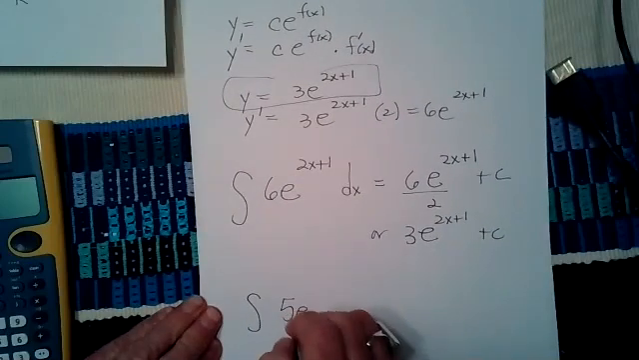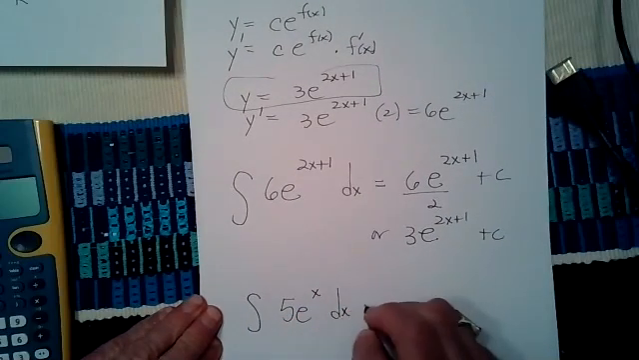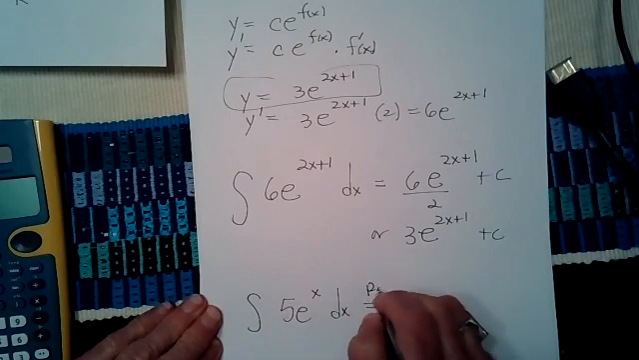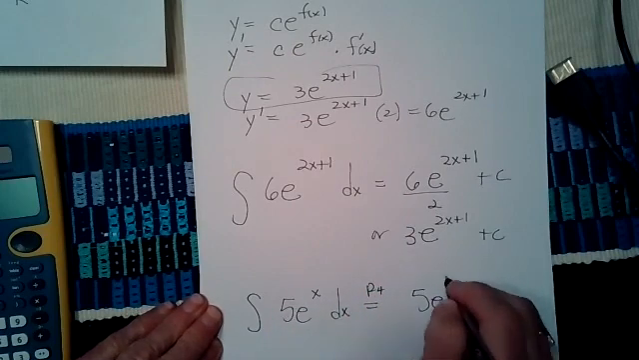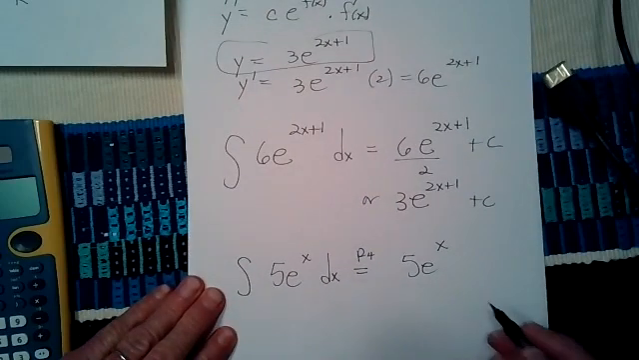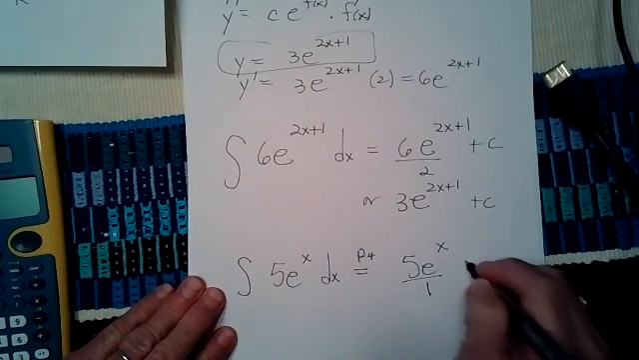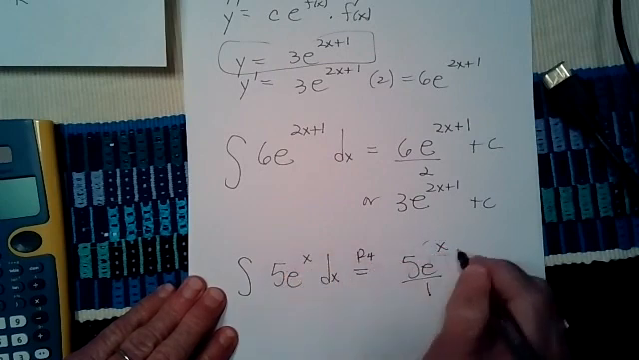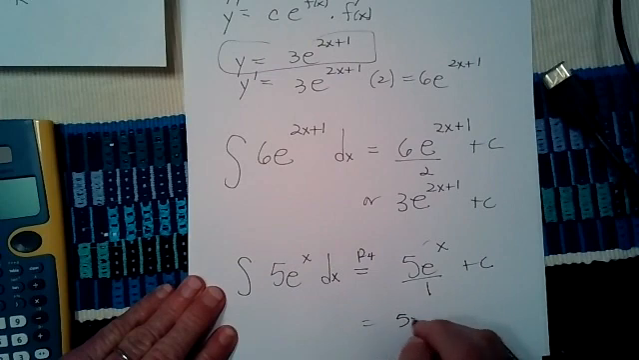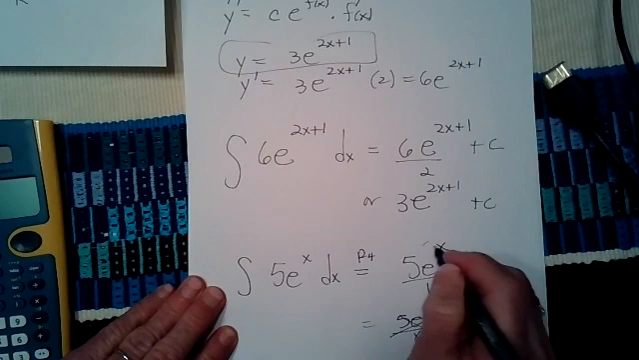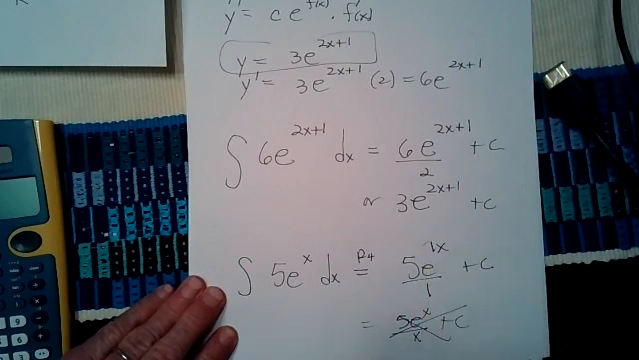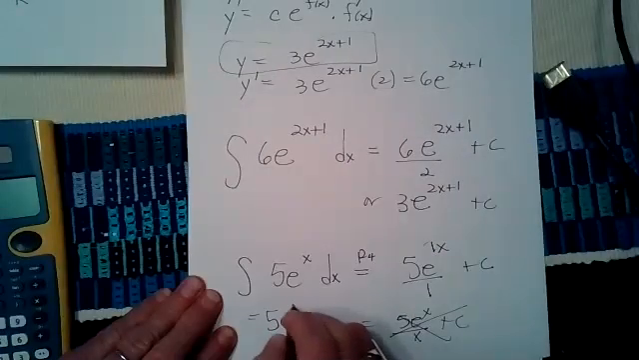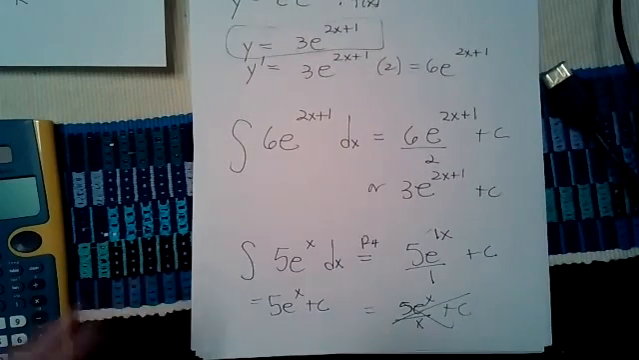like 5e to the x dx. And so that would be rule 4. And it's 5e to the x. And we divide by the number in front of x. So we divide by 1, but doesn't change anything. It's just 5e to the x. But sometimes when there's no number in front of x, people want to write 5e to the x divided by x plus c. And that's not right. You're just dividing by that understood 1 in front of x. So that would just be 5e to the x plus c. Okay, those are your 4 rules.